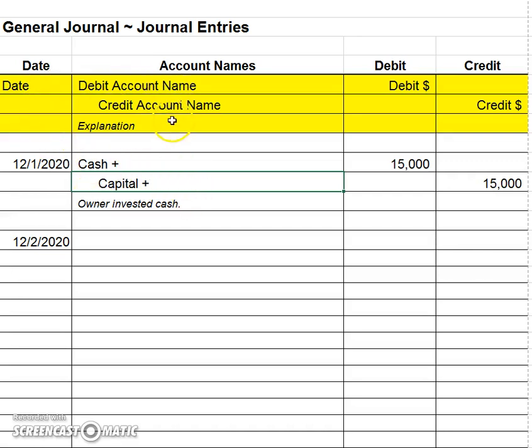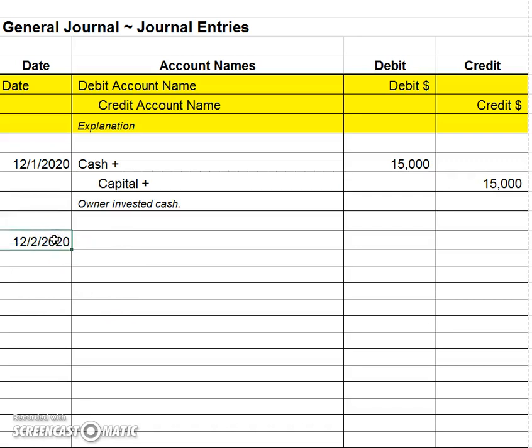Just like these first three lines that were all highlighted in yellow, that is one journal entry. Now, here is my complete journal entry, the debits and credits are equal, and we've analyzed the transaction, put it into our debit credit rules, and then put it into journal entry format. Then we would move on to the next transaction.